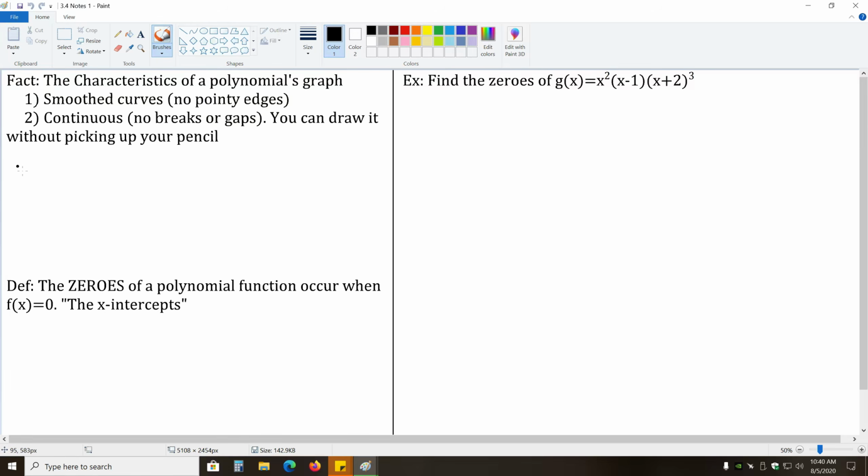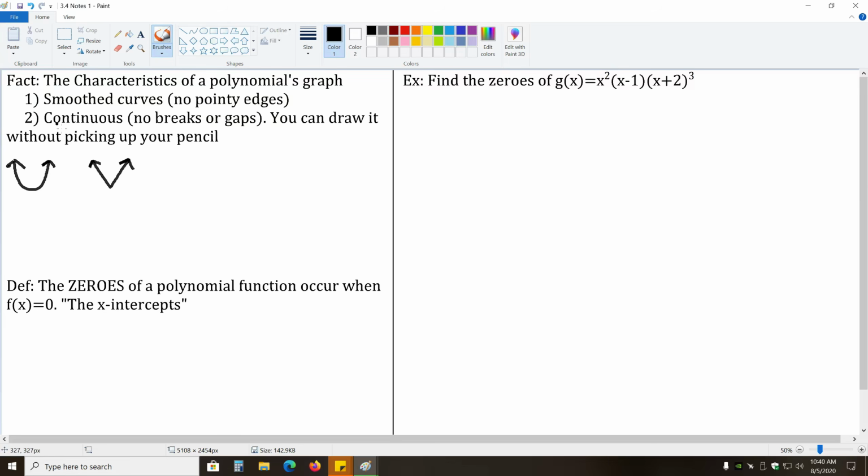So what that means is, think of a parabola. That is what a polynomial's graph looks like. It has a U shape to it. Now, look at the absolute value function that has a pointy edge. This is not a polynomial's graph.